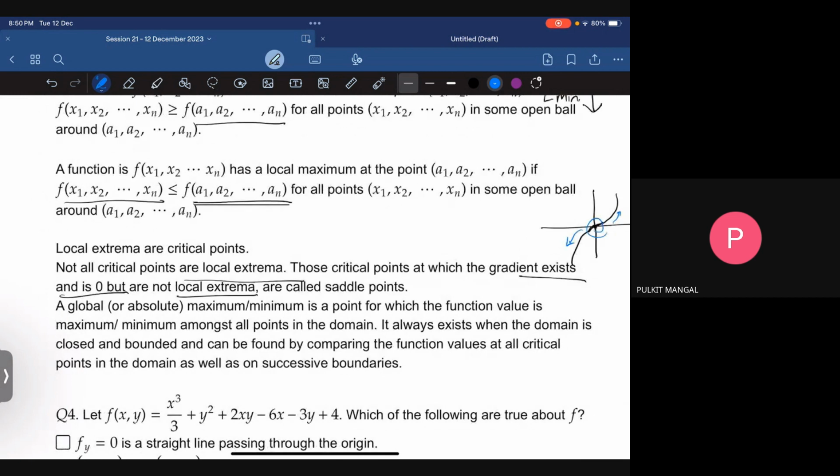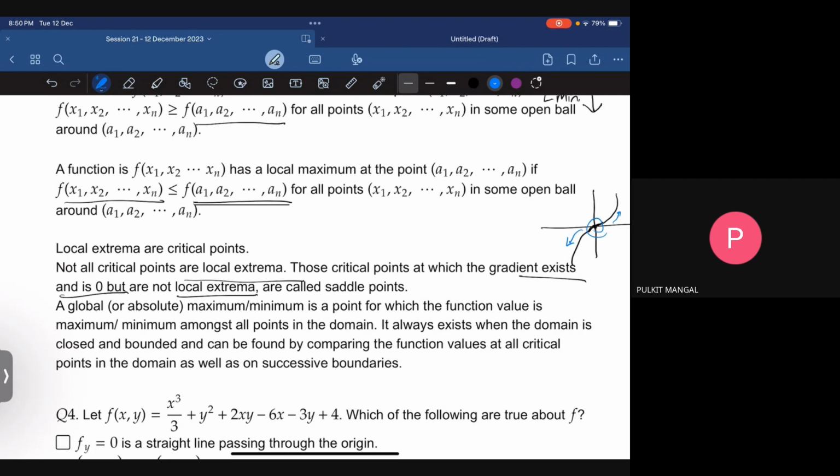So in my single variable case, what we did was the derivative test. That is, first take the derivative of the function, equate it to zero. Whatever point comes out, we call it a critical point. And to find the local maximum or minimum, we take the second derivative and check at that point what the function value comes out to be.